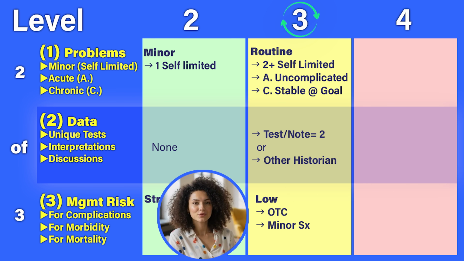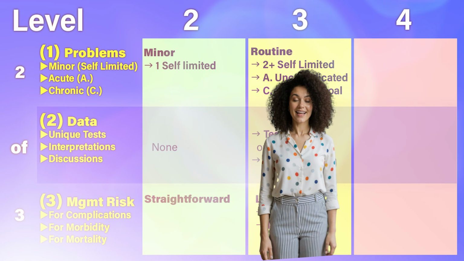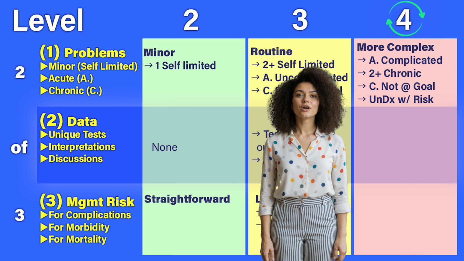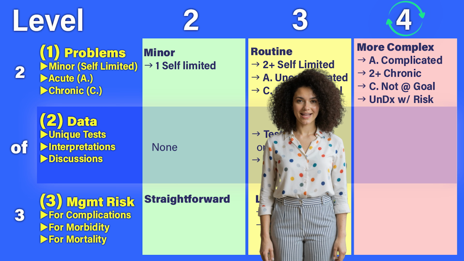Management risk for a Level 3 is low. Examples include sunscreen counseling or performing a minor procedure. A Level 4 is supported when the patient presents with an acute problem with systemic symptoms. For example, a COVID-related rash with shortness of breath, or a drug-induced exfoliative dermatitis with shaking and chills.